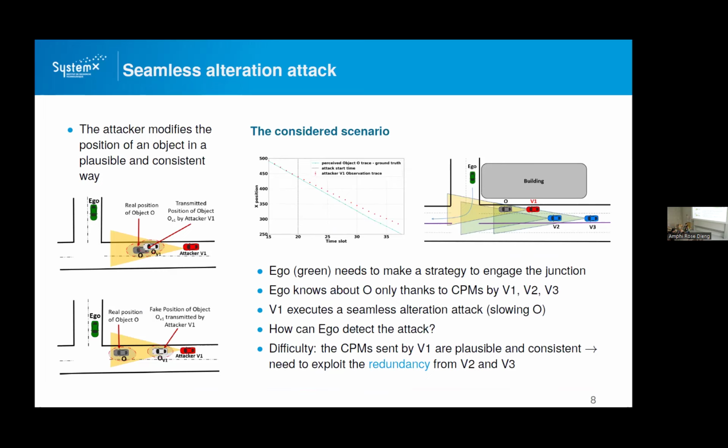And the attacker is going to send a CPM saying, I see an object O, which is in this position. So at the beginning, the attacker sends a position which is very, very close to the real position of O. And as time goes by, this position in the messages from the attacker is shifted more and more, but in a progressive way. So that by the end of the attack, the attacker is saying that O is very close to the red car, whereas the real object is practically at the intersection. So this is the seamless observation attack, and it's seamless because if I observe the messages that come from the attacker, they are plausible and they are consistent. So there is no way I can know that there is an attack going on unless there is somebody else around that can help me out with their system.